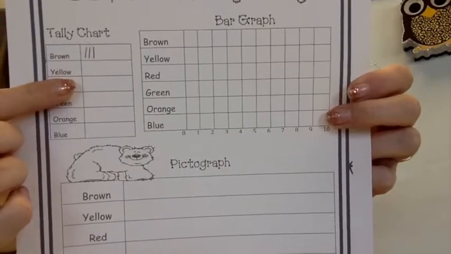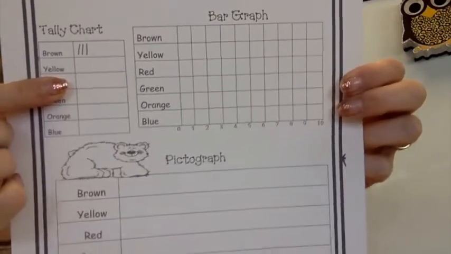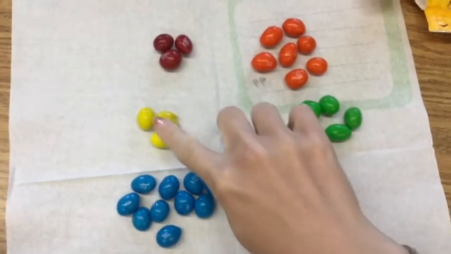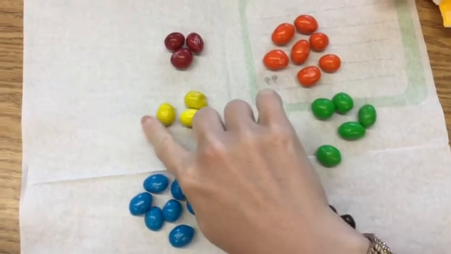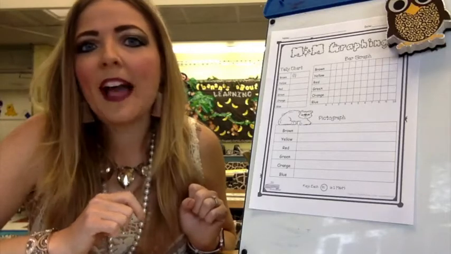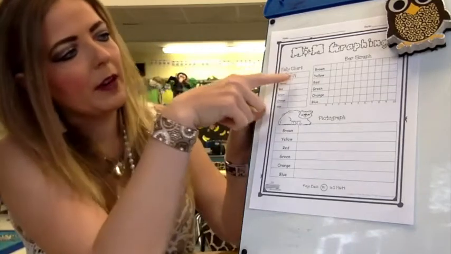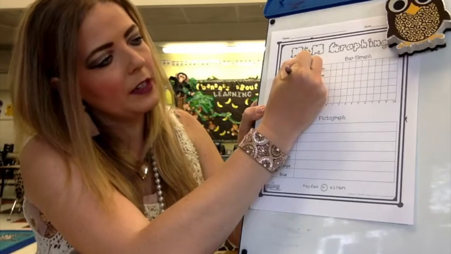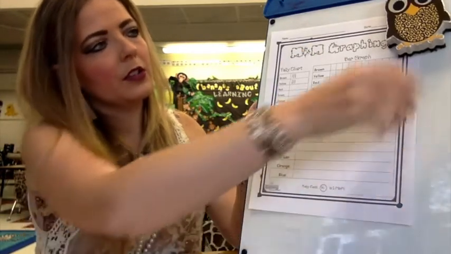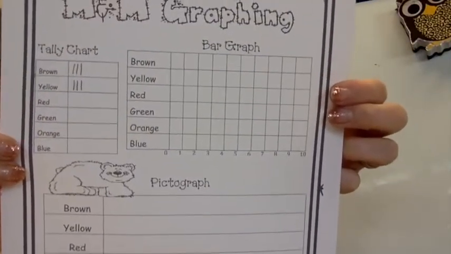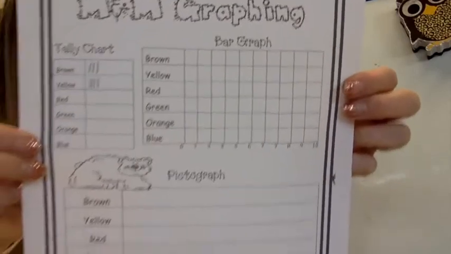Now look at that next color. What does that say? It says yellow. So now we are going to count how many yellow M&Ms we have. All right, let's count the yellow M&Ms. Ready? 1, 2, 3. So we have 3 yellow M&Ms. So we are coming over to our tally chart, and we are going to mark 3 tallies. 1, 2, 3. So your tally chart would look like this. And the tally chart is going to help us make our bar graph and our pictograph.